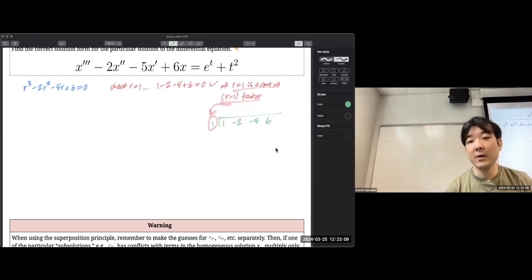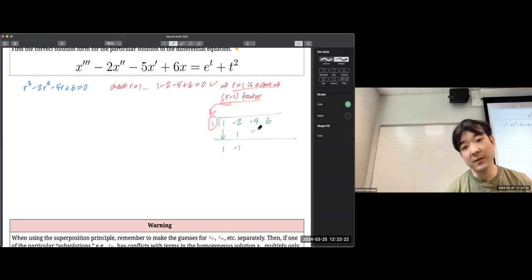And then you say, okay, I'm just going to draw a line and pull this 1 down. Then 1 times 1 is 1. You add these, it's negative 1. Negative 1 times 1 is negative 1. You add these, negative 6. Negative 6 times 1 is negative 6. And then you add this. This last one is for the remainder, so it's equal to 0.